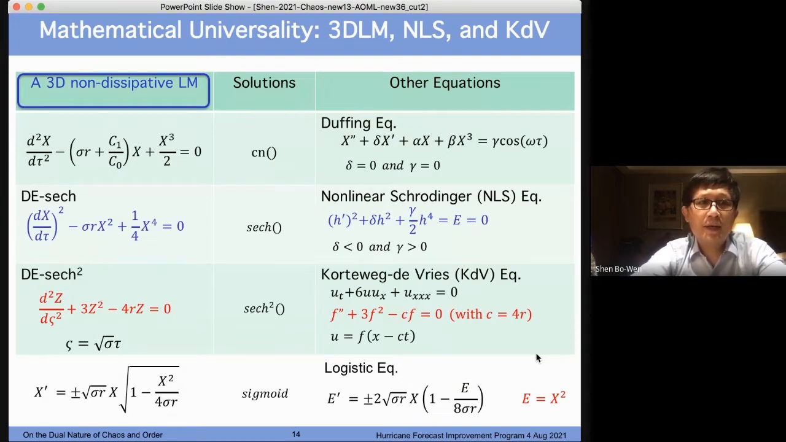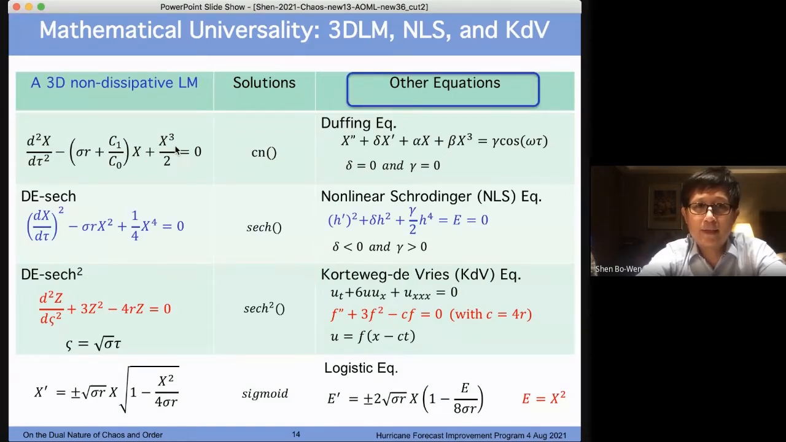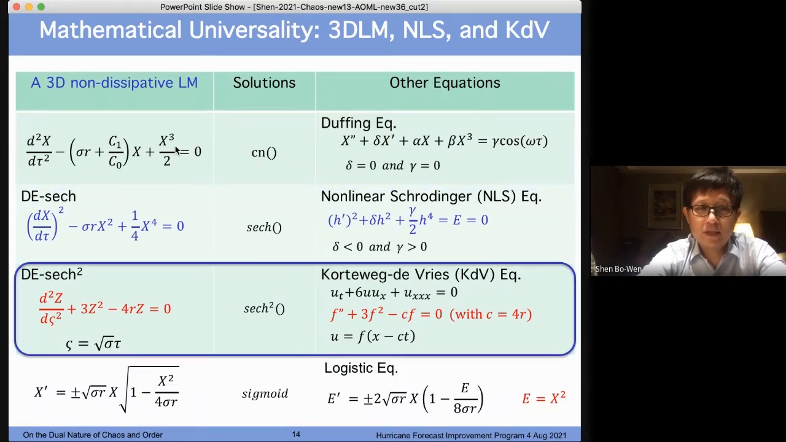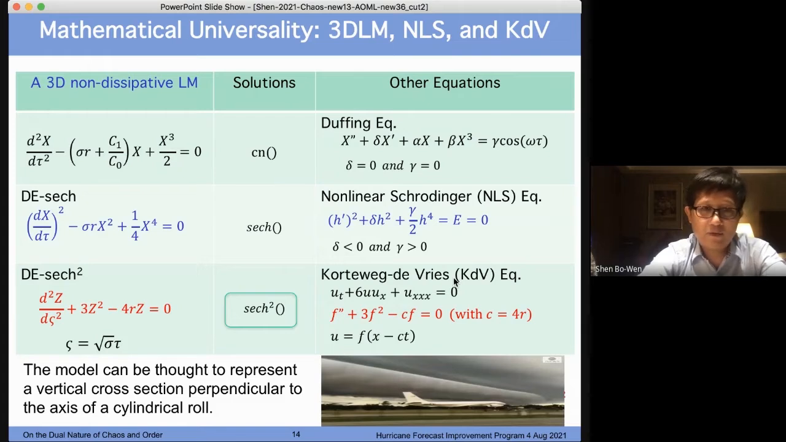We additionally compare the non-dissipative model on the left-hand side with different physical systems on the right-hand side, including the Duffing equation, the nonlinear Schrodinger equation, and the KdV equations. Based on the equations in red, the left-hand side represents the non-dissipative Lorenz model for the Z component. The right-hand side represents the KdV equation in the traveling wave coordinates. If we choose C equal to 4R, the two systems are identical. The solution to the system is the hyperbolic secant squared function, which is also known as a solitary wave solution. Earlier studies already showed that a Rho cloud like this may appear in the form of a solitary wave solution.